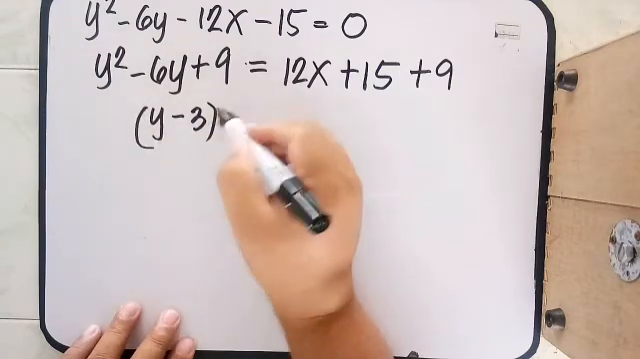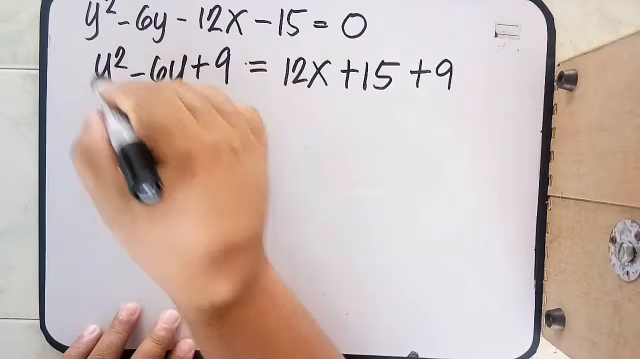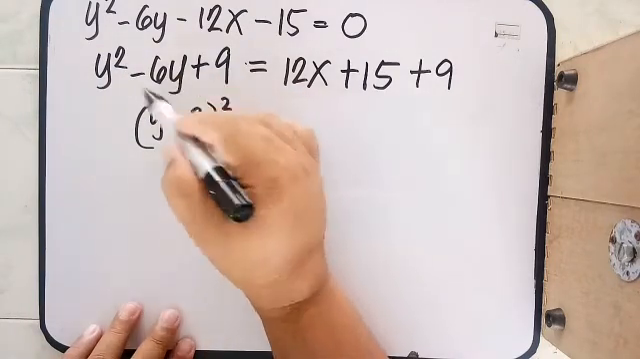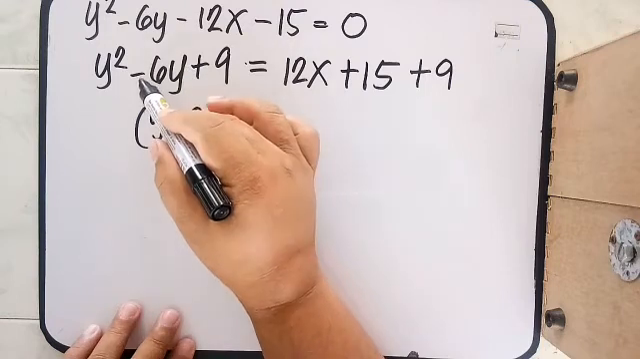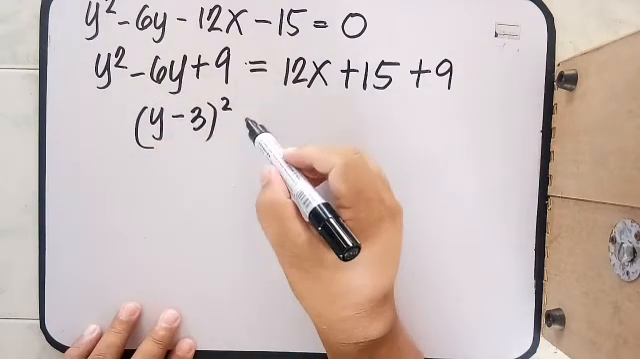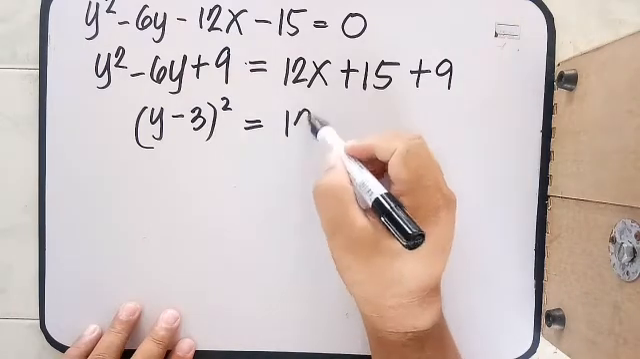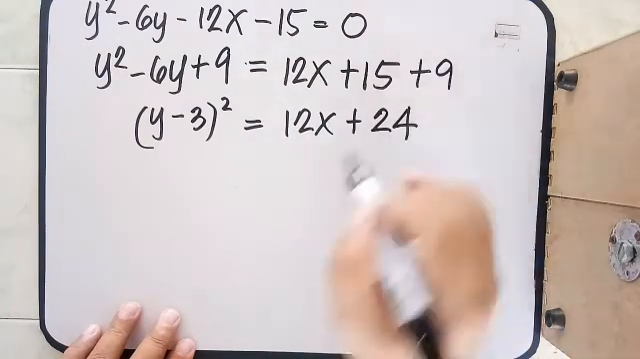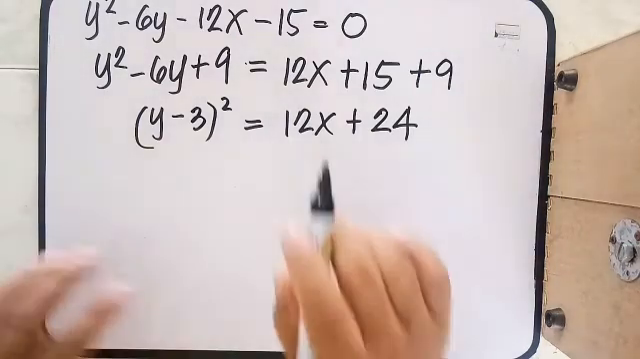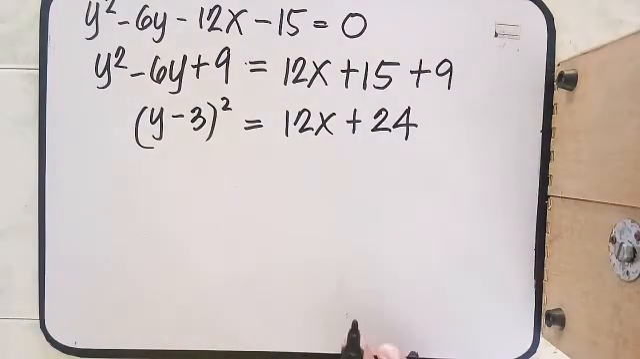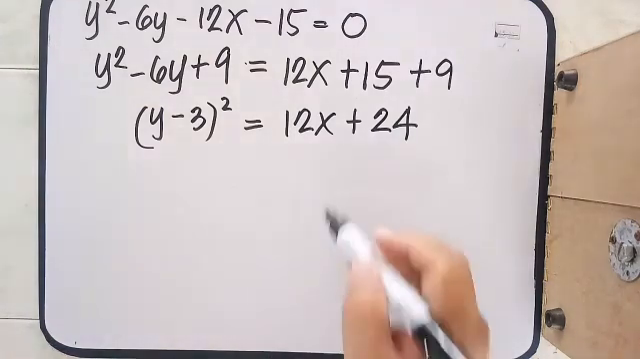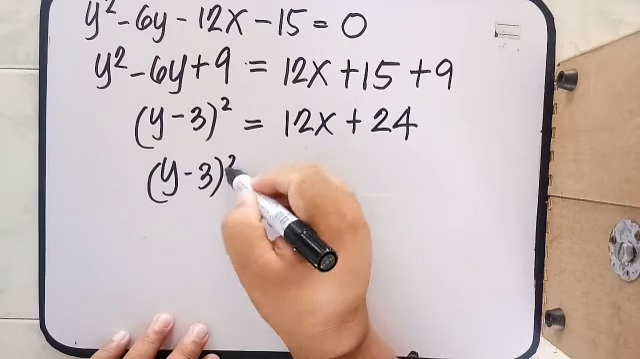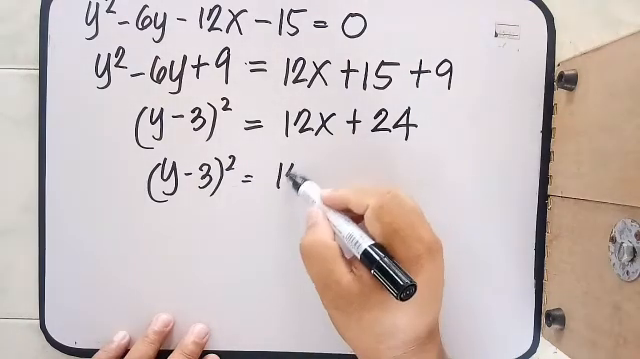Why y minus 3? The square root of y squared is y, the square root of 9 is 3. And then, what we are going to do is copy the sign of the middle term. That will be the sign of our binomial. And then we have here 12x plus 24. Then after that, we're going to factor the right side. So we have here y minus 3 squared, and this is 12 times x plus 2.